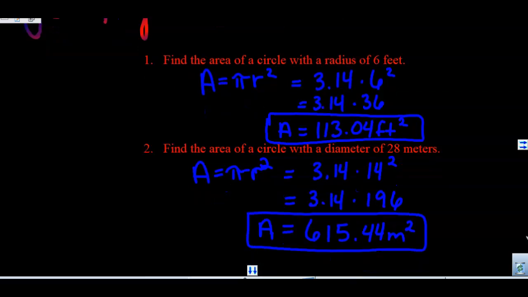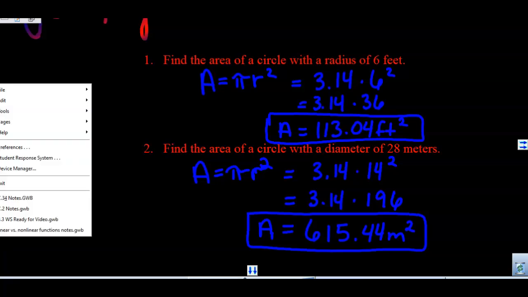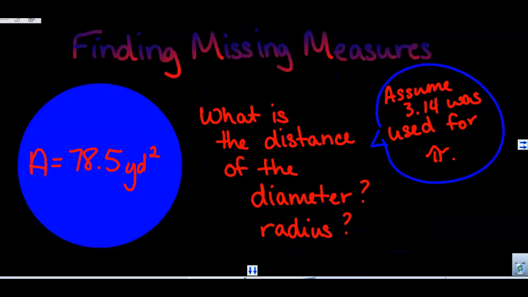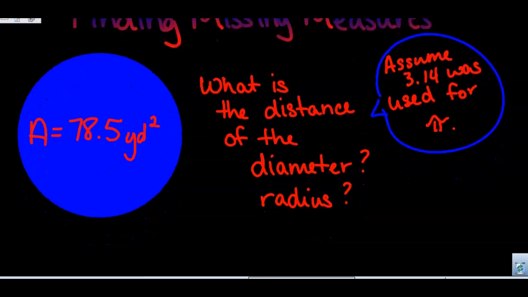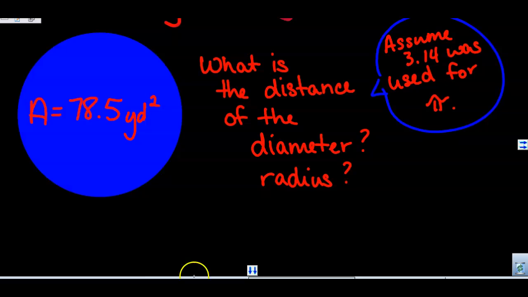So now that we know how to calculate the area, let's see what other uses we could use this for. Our first use is to find missing measures of any circle. So if I know the area and maybe I need to find the diameter or even the radius, I can use that knowledge in order to help me do so. So in this example, we have a circle that has an area of 78.5 yards squared. It wants us to try and calculate the diameter. We could also find the radius.